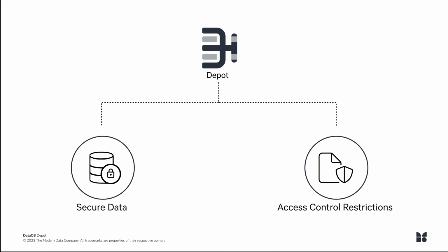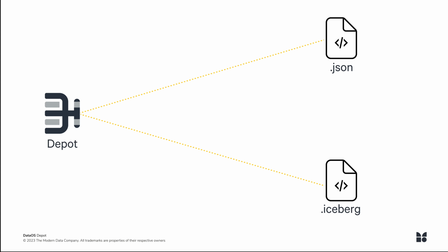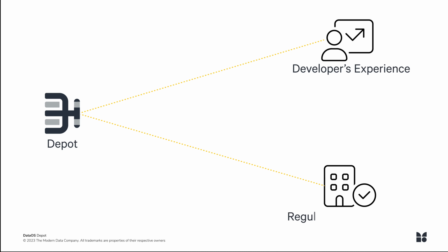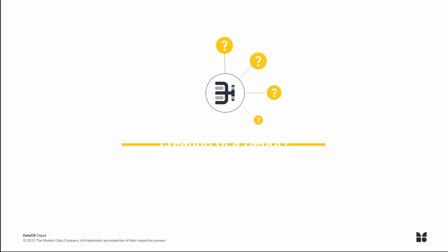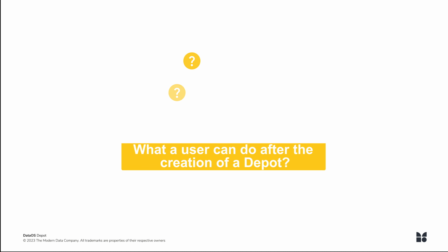You can obviously add further access control restrictions using policies of DataOS. You can limit the file format at the source which is being accessed. For example, only interact with JSON files or Iceberg format. Furthermore, Depot enhances the developer's experience and makes it easier for the InfoSec division of your organization to follow regulatory compliances. Let's have a look at what a user can do after the creation of a depot.